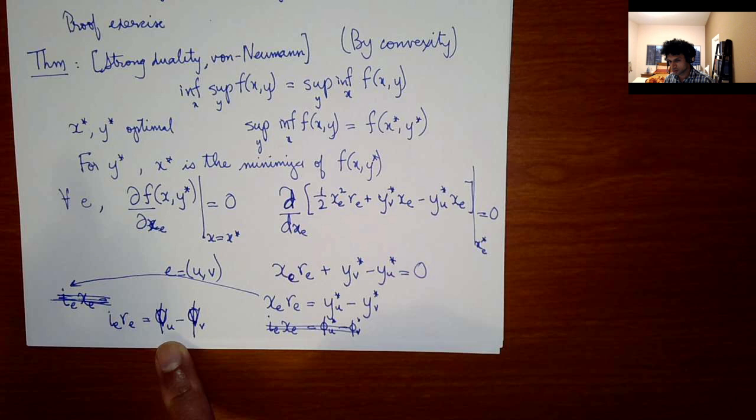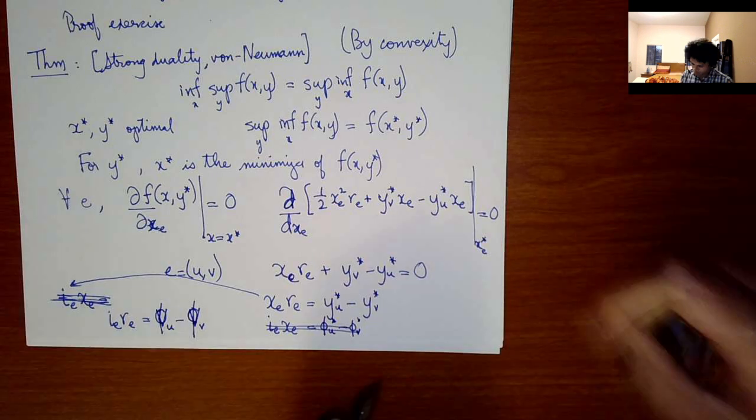Current times resistance equals potential difference. Yes, that is voltage, exactly. So what is the name of this? Is it Ohm's law? Oh, you meant the name of the law. Okay. The name of the law.